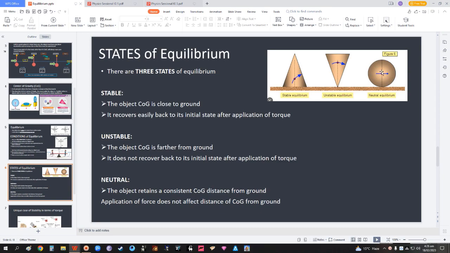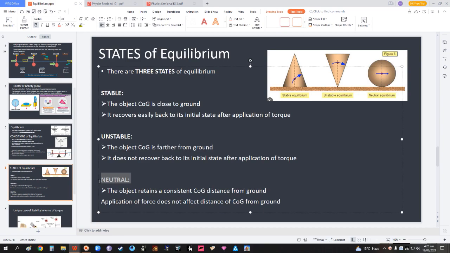Nonetheless, its center of gravity will retain, and as I said, it will retain its height from the ground. That's when we say that even if the object is disturbed, it will retain its neutral position of center of gravity, even during the motion, or even after the effect of force. So in this case, we are going to say that the object is in a neutral equilibrium.